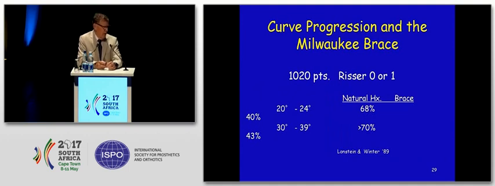The ability of the Milwaukee brace to control curves was established early in a retrospective study by Lonstein and Winter, where the natural history of curves may be in the range of 68 or 80% progression, and the slide has jumped here on the projector, but the brace was able to control the curves in large groups of patients 40% of the time.